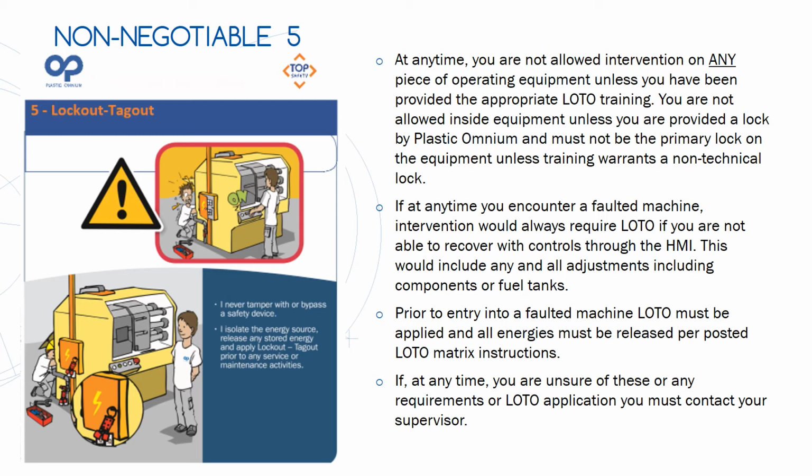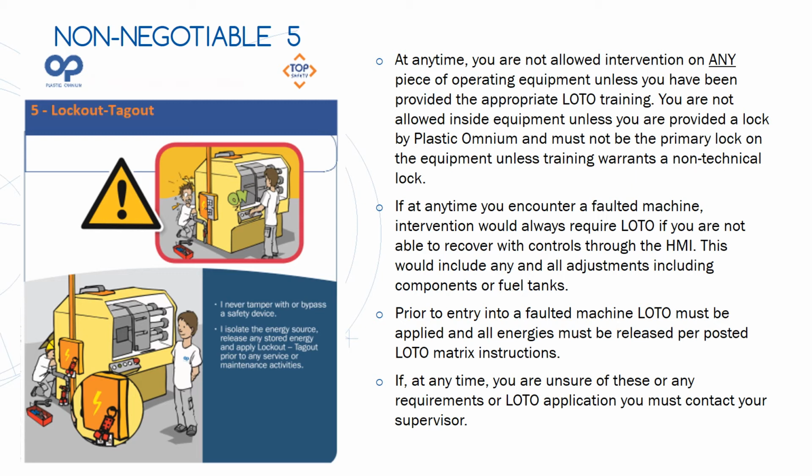If at any time you encounter a faulted machine, intervention would always require lockout tagout if you are not able to recover the controls through the HMI. This would include any and all adjustments, including components or fuel tanks. If you have loaded a fuel tank incorrectly and the machine gets stuck, you must disengage the equipment using the HMI or call maintenance.